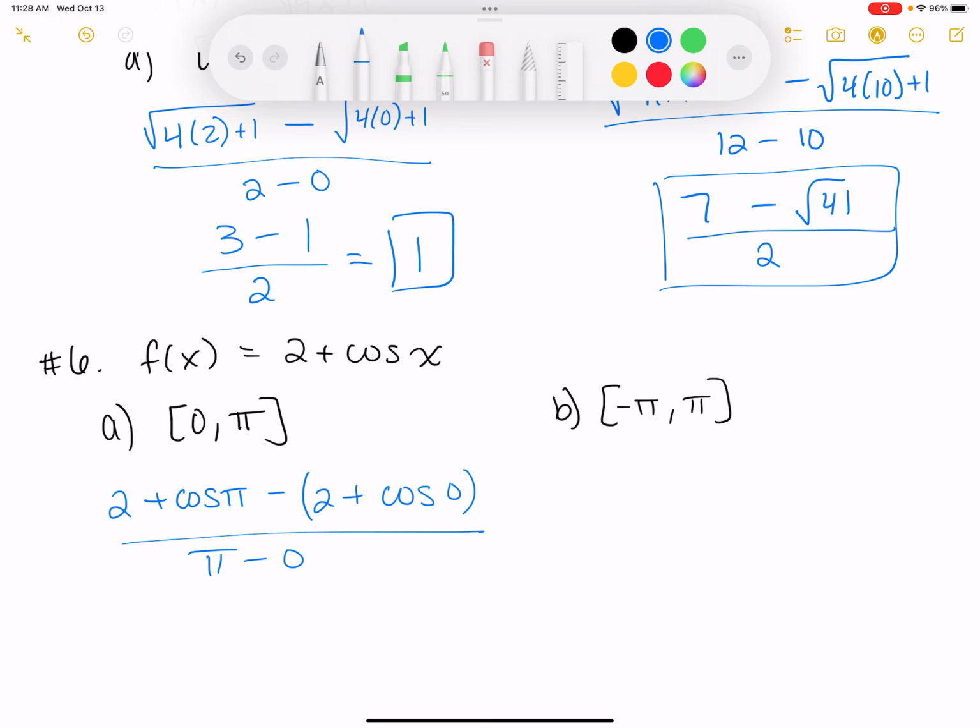So cosine of pi is what? Negative 1. I started to say 1 and then I stopped myself. Okay, so the 2 minus 1, and then cosine of 0 is 1, but we have to remember we have this negative sign, so minus 1 all over pi. The 2's cancel, so I'm left with negative 2 over pi.